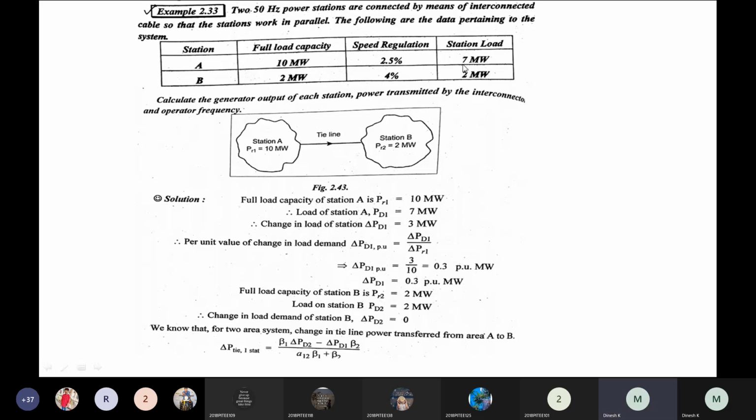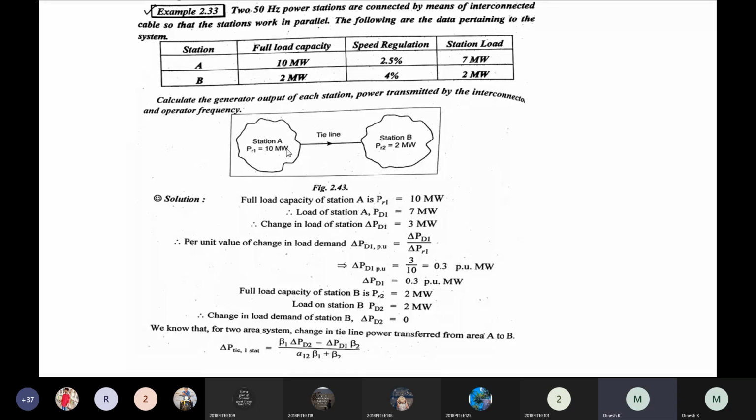கரெக்டா. அதே போல station B யில் full load capacity வந்து 2 megawatt, அவங்க load utilize பண்ணுறதும் 2 megawatt. So there is no drop, but here 2 megawatt is reserved station லேயே. அதே போல regulation வந்து 4% கொடுத்துருக்காங்க. So என்ன கண்டுபிடிக்க சொல்லியிருக்காங்கன்னா calculate the generator output of each station, அதுக்கப்புறம் power transmitted by the interconnection and operating frequency. So இது 3 parameters கண்டுபிடிச்சா இந்த solution வந்து வரும். Station A யில் PR1 is 10 megawatt and station B வந்து PR2 is 2 megawatt.